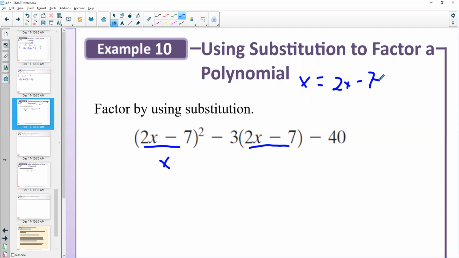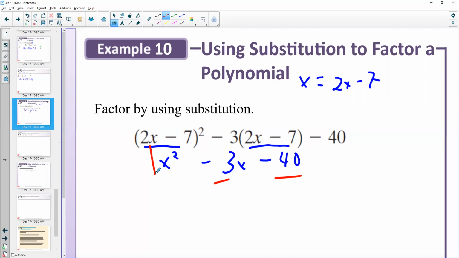I'm going to substitute. So here I'm going to write x squared, and then minus 3x minus 40. Oh, that looks much more like something I could do, doesn't it? So I'm going to factor this. I need two numbers that multiply to negative 40 and add to negative 3, because there's a 1 here, so I don't have to go through that whole process.